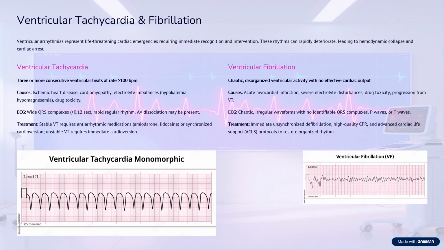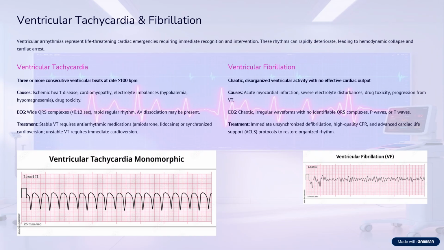Now let's move on to two of the most serious and potentially fatal cardiac rhythms: ventricular tachycardia, also known as VTach, and ventricular fibrillation, also known as VFib. VTach occurs when the ventricles become the heart's dominant pacemaker. The ECG shows a wide QRS complex at a rapid, often regular rate, typically over 100 beats per minute. VTach can present in two forms, with a pulse or pulseless.